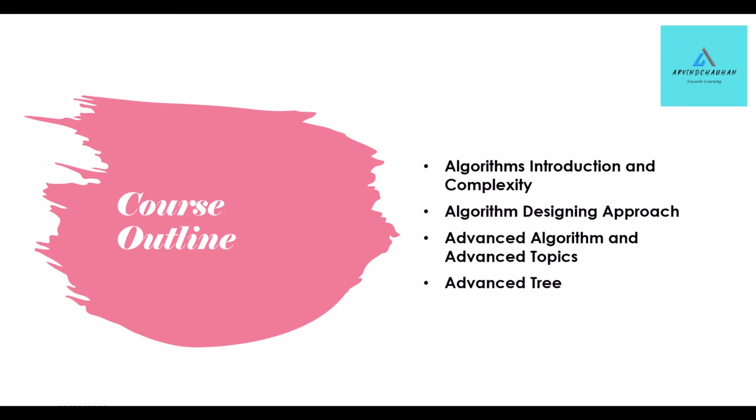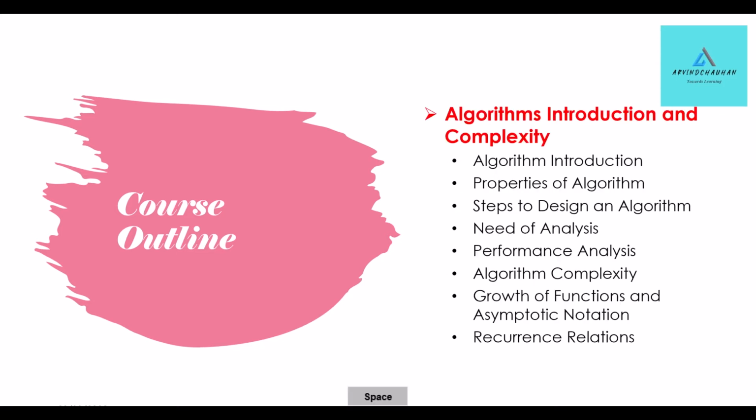So you know we have so many designing approaches for designing a particular algorithm. Later we will discuss. Third one is advanced algorithm and advanced topics. Under this topic, we will discuss advanced algorithms such as randomized algorithm, approximation algorithm, and some advanced topics such as NP completeness, fast Fourier transformation, and some algorithms that belong to pattern matching. And the last topic will be advanced tree. In this advanced tree, we will discuss binary search tree, red black tree, and B tree.